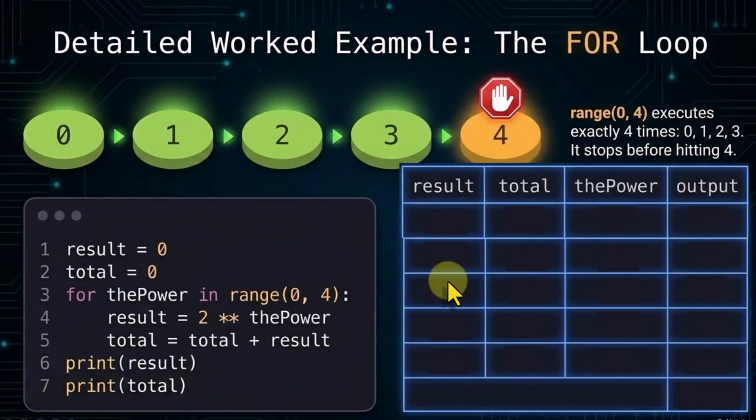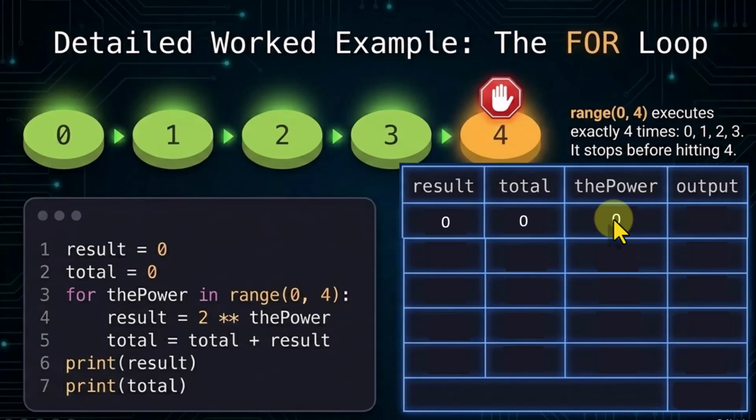Another example for that again. Result is equal to 1, total is equal to 0, for power in range 0 up to 4. Total is equal to 2 to the power of the power. Total is equal to total plus result, and print result, print total. So we've got that. Result is equal to 0, total is equal to 0, and for power in range 0 up to 4, so it will start from 0 and go up to 4.